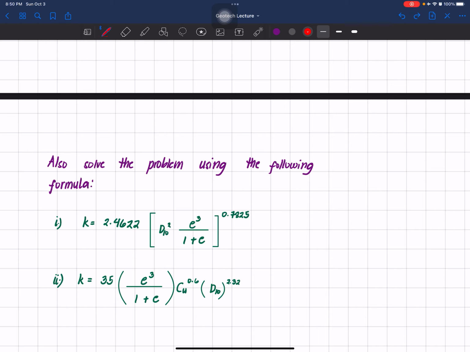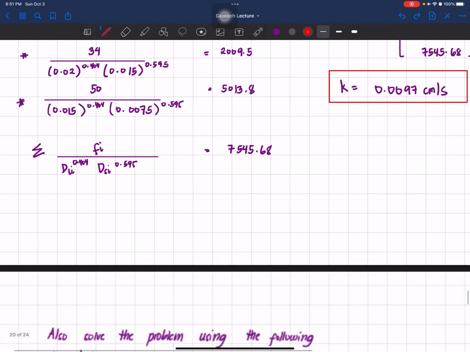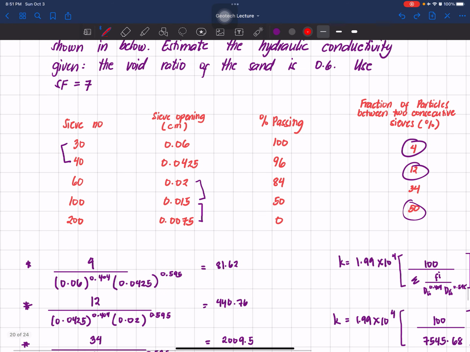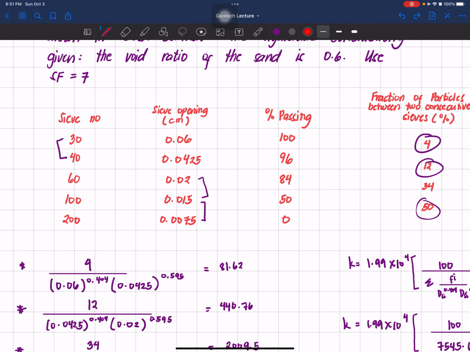So, dito, guys, mag-interpolate ulit tayo kasi wala naman binigay na value ng D10. Okay? Pero pwede natin siyang interpolate. Saan ba dito yung 10%? Okay. So, the 10%, okay, natawa lang ako, guys, no? So, yung 10% passing pala is somewhere here. Okay. So, nandito yung 10% passing. Ayan. So, andito yung 10% passing.